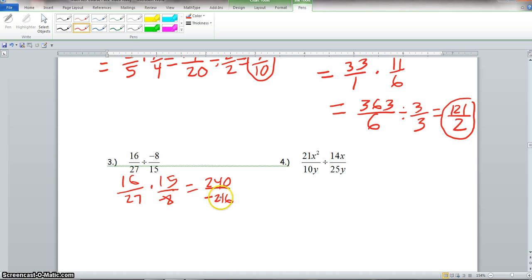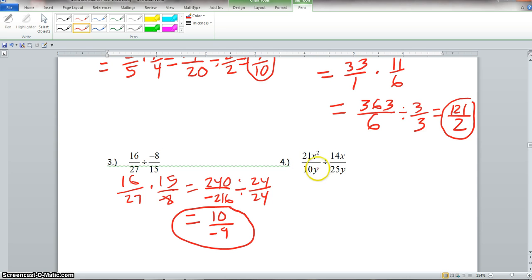Now, we need to simplify this. We need to figure out what is the greatest common factor that both of these terms have in common. If you look here, our greatest common factor would be 24. So we divide the numerator and denominator by 24. 240 divided by 24 is 10. Negative 216 divided by 24 is a negative 9. So this is our final answer, a negative 10/9.